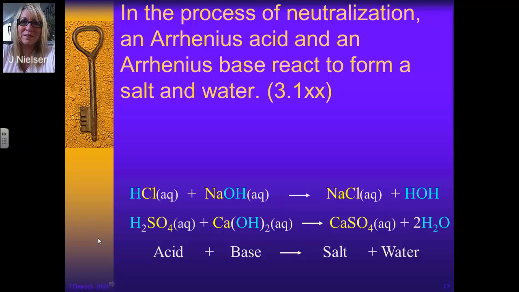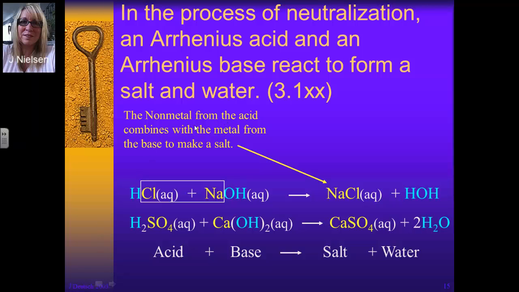In the process of neutralization, an Arrhenius acid and an Arrhenius base react to form a salt and water. So here you have an acid plus a base yields salt and water. The salt that's produced depends on the nature of the reactants, but water is always a constant. You need to be able to complete neutralization reactions and balance them.